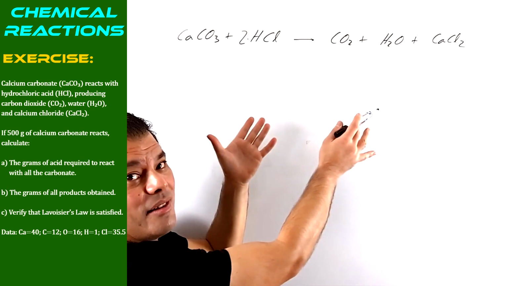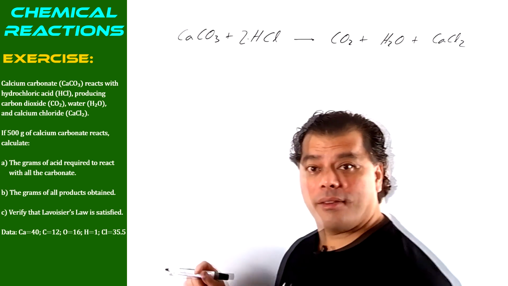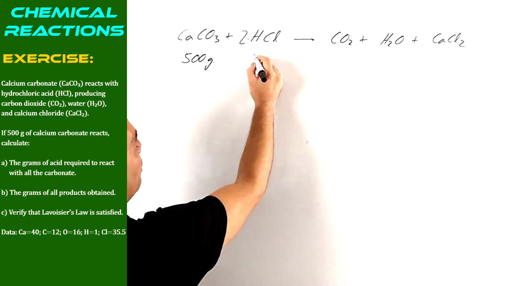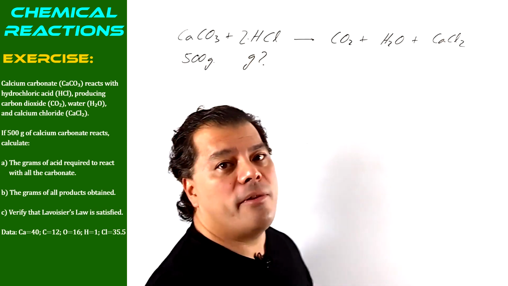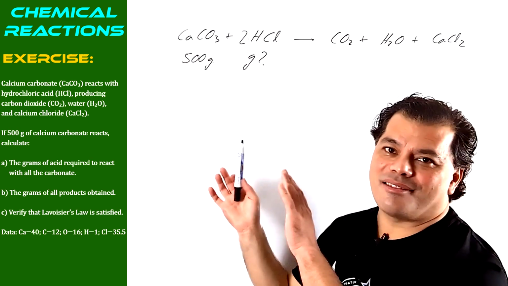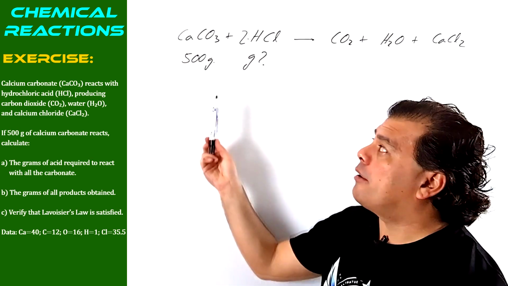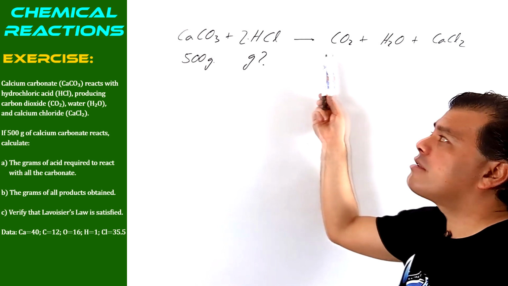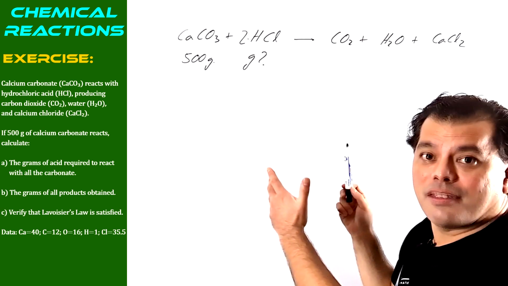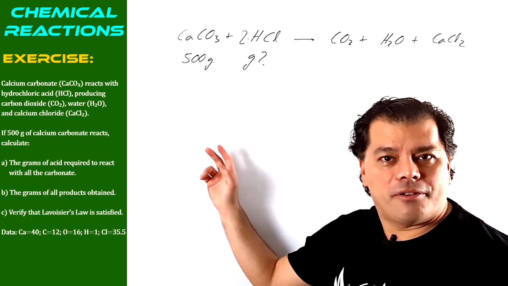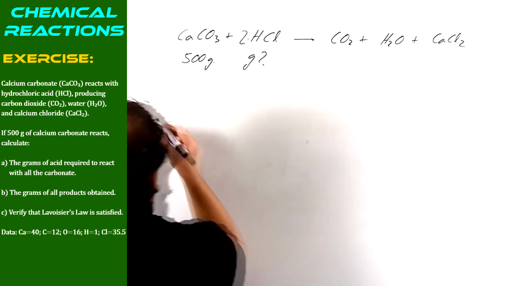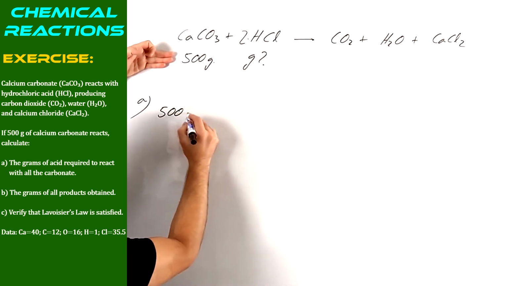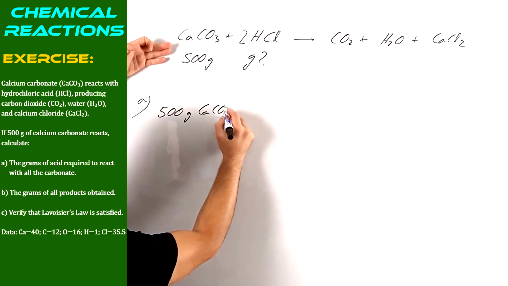Okay? That's it. And now they are telling us that when reacting 500 grams of this first substance, how many grams of this other one will be necessary? And this is the typical stoichiometric calculus. They are giving us an amount of substance and they're asking us to calculate other substances. Okay? This is stoichiometry. And what are we going to do? Look, it's very easy. First of all, let's place 500 grams of calcium carbonate here.